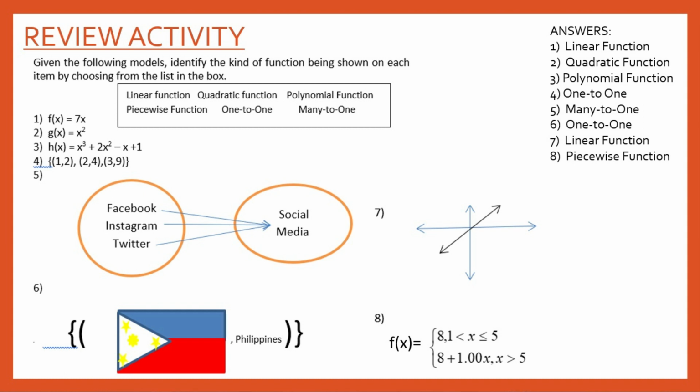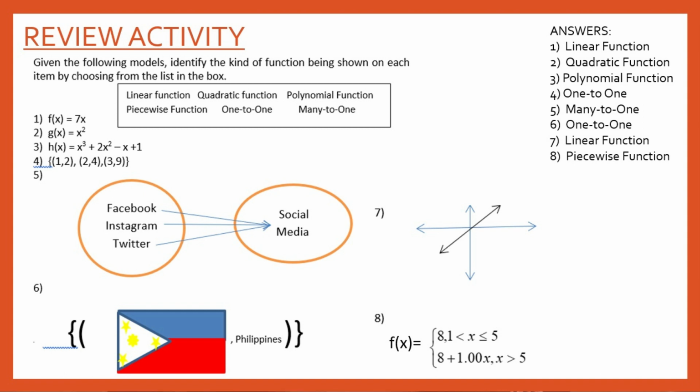Number 4, you have the set of ordered pairs (1, 2), (2, 4), (3, 9). That's right, it's one-to-one. Number 5, you have a set of social media, where in the first set you have Facebook, Instagram, and Twitter, all mapped to social media. That's right, it's many-to-one. Number 6, you have the Philippine flag as the X value of the ordered pair and the word Philippines as the Y value. That's right, it's one-to-one.